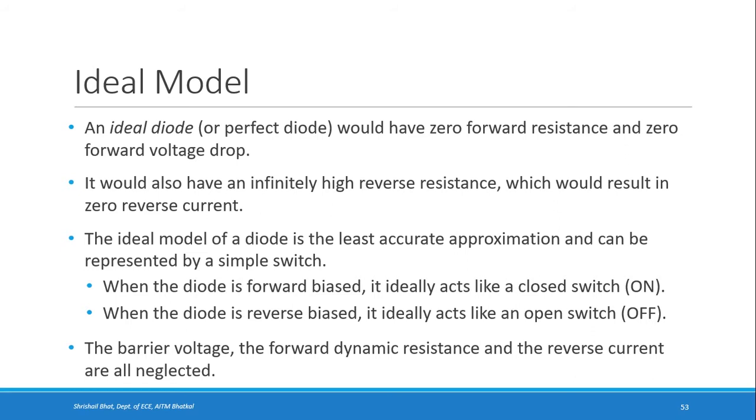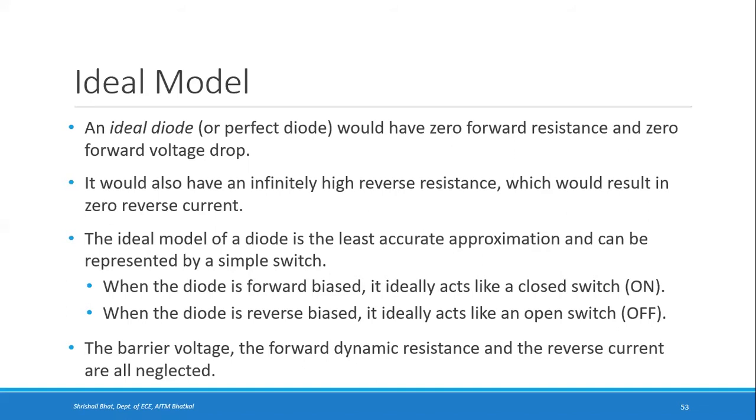That is the ideal operation of a diode. An ideal diode or a perfect diode would have zero forward resistance and zero forward voltage drop. It would also have an infinitely high reverse resistance, which would result in zero reverse current. If the reverse resistance is infinite, there would be zero reverse current. So it is the least accurate approximation because it is not near to the practical diode, and it can be represented by a simple switch.